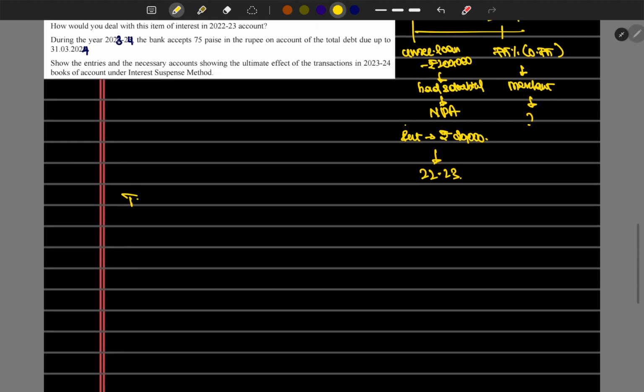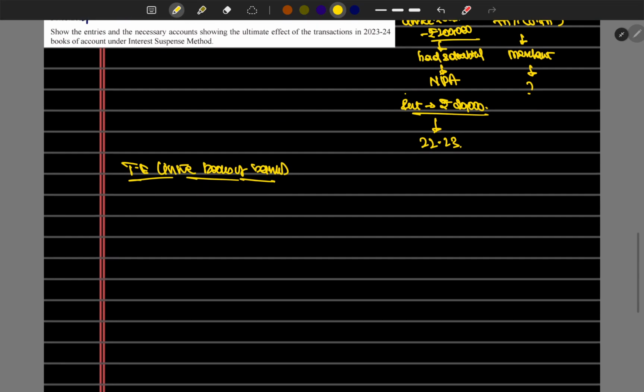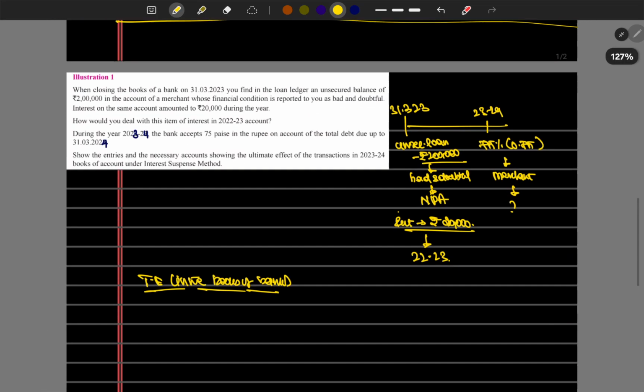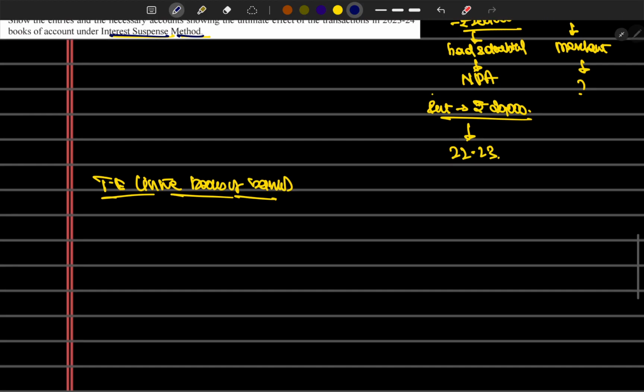Journal entries in the books of the bank. First, there is an unsecured loan of rupees 2 lakhs and interest of rupees 20,000. Now we have to put the due entry, and before that, in the question itself, they have directly asked for the interest suspense account. Anyways, we are going to create an interest suspense account for non-performing assets.